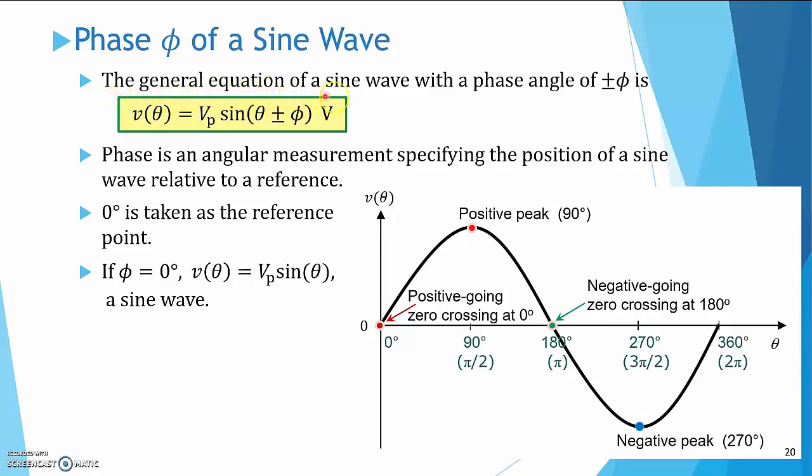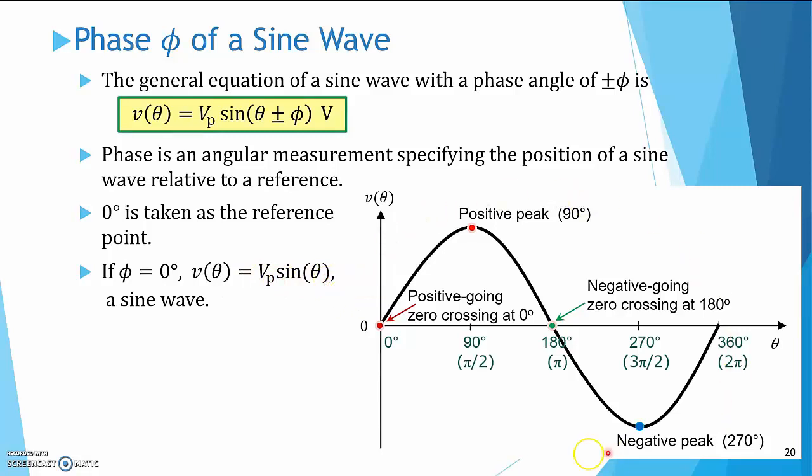The general equation of a sine wave with a phase angle of plus and minus phi is given as this. Plus and minus phi is the phase angle of the sine wave. The phase angle of a sinusoidal wave specifies the position of the wave relative to a reference. In this module, 0 degree is taken as the reference point. Here, if phi is equal to 0, v theta is simply a sine wave.